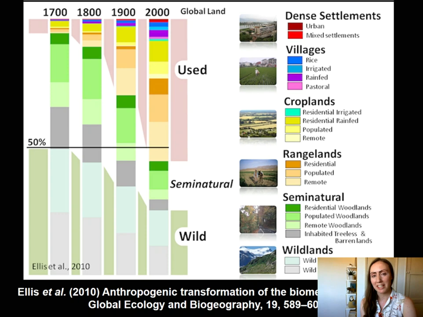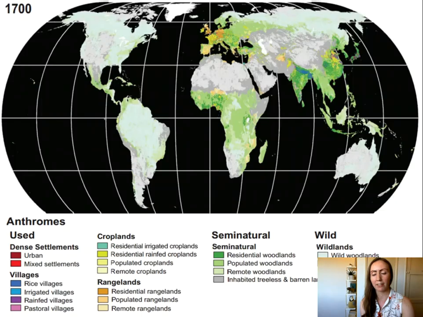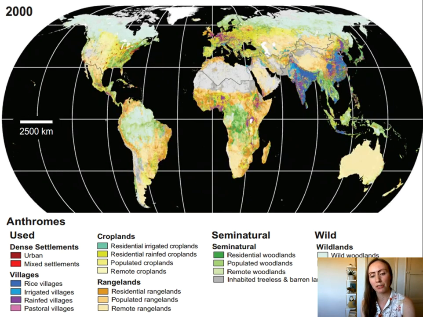Now, this transition is better emphasised spatially in a map. So here we have the land type distribution for 1700, and we can see that the vast proportion of land is wild, or at least semi-natural. So keep this in your mind, because here we have the map for 2000, and you can see that there's been a drastic shift towards rangelands, croplands, villages, dense settlements, highly anthropogenic environments.